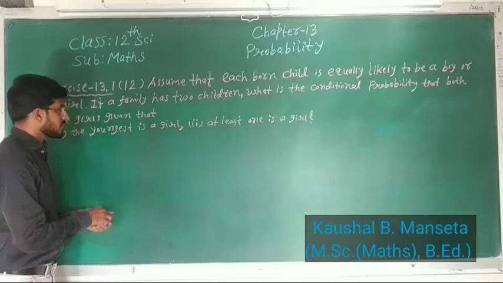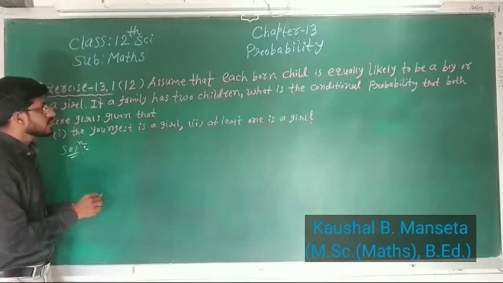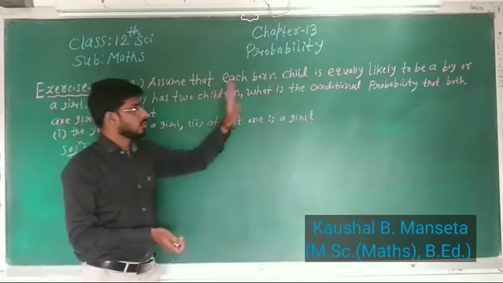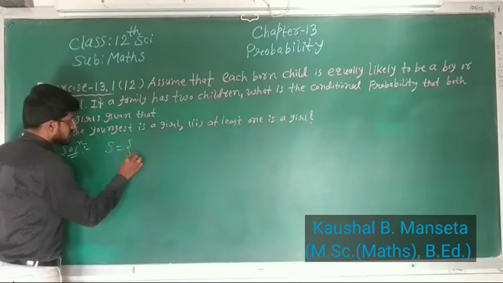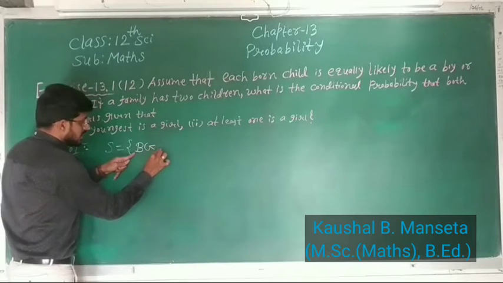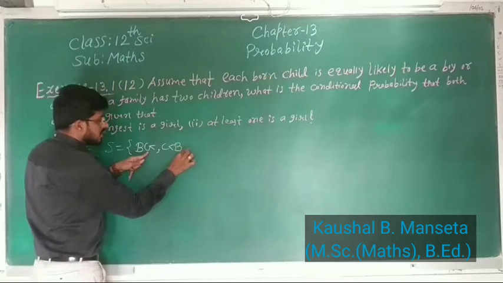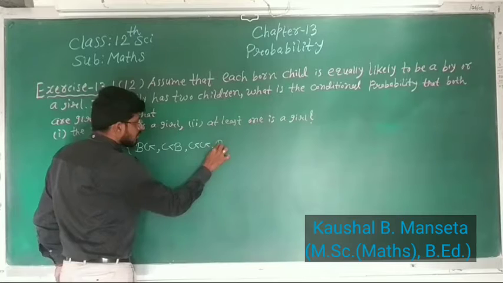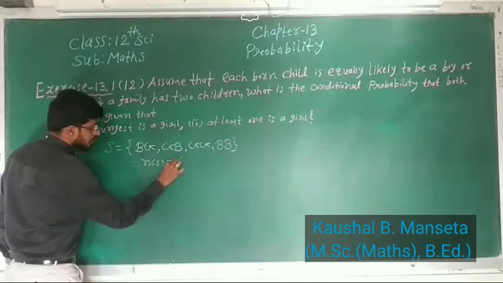So here, first we have to find the sample space of two children in a family. What is the case? First case is first one is boy, second one is girl. Second case, first girl and second boy. Third possibility is both are girls, and fourth possibility is both are boys. So n of S is equal to 4.